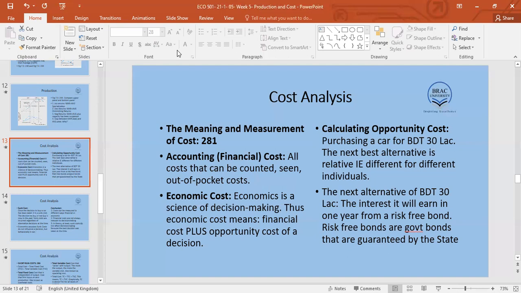Okay, so the next best alternative of BD 30 lakh taka will be the interest it will earn in 1 year from a risk-free bond. And risk-free bonds are usually government bonds. Why? Because they are guaranteed by the state.